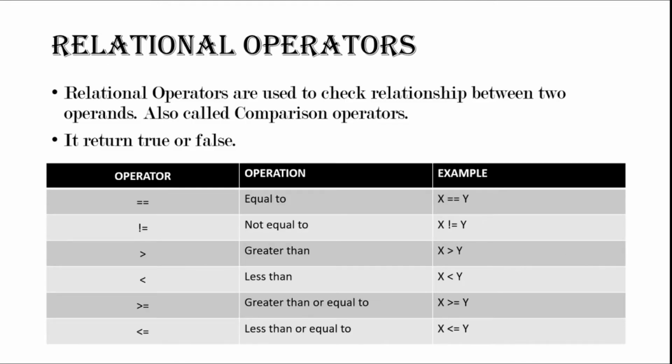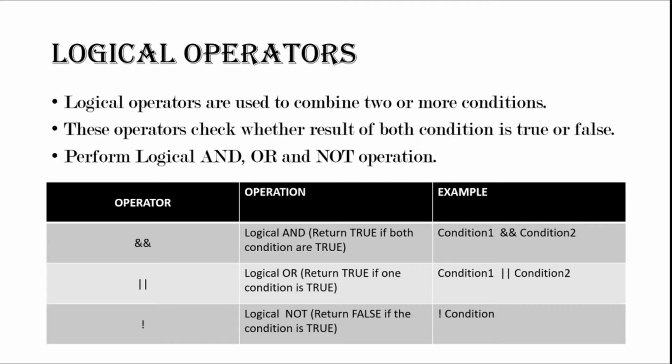Third one is relational operators. Relational operators are used to check the relationship between two operands. These operators compare operands, so they are also called comparison operators. They return either true or false. These are double equal to, not equal to, greater than, less than, greater than equal to, and less than equal to.